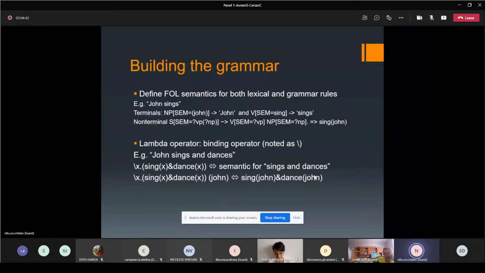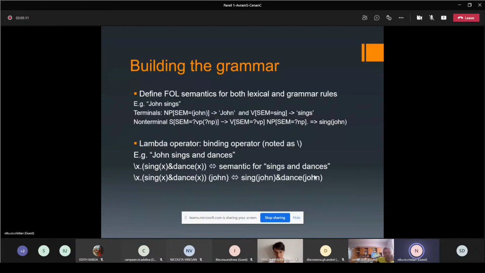The system has to understand also what these sentences mean, not only to parse them. So we have to define first-order logic semantics for both lexical and grammar rules. For example, having the sentence "John sings", we can define the semantic for John and for sing, and the sentence will have a semantic too, which has as a result the representation sing(John). But we cannot represent in this way even more complex sentences.